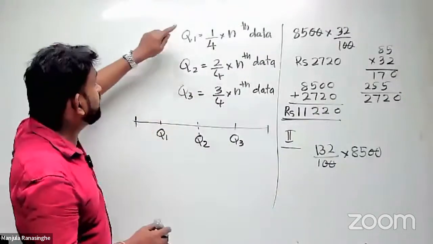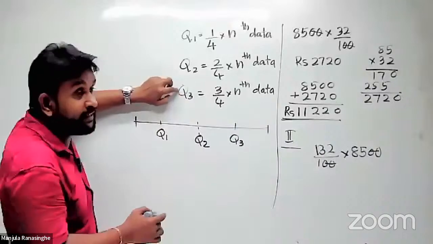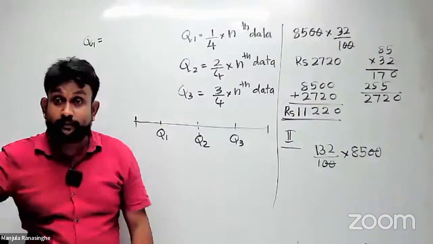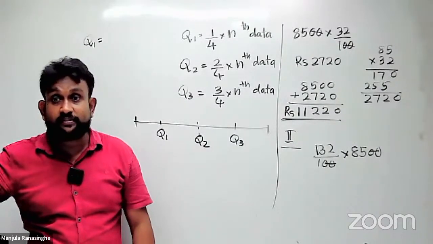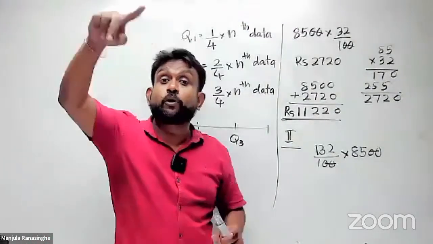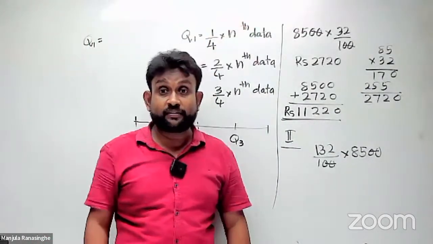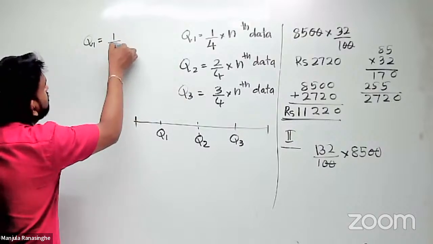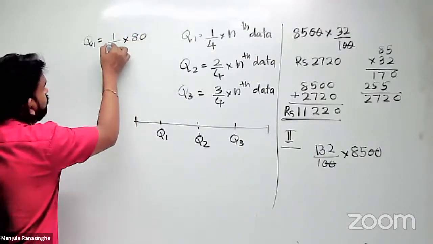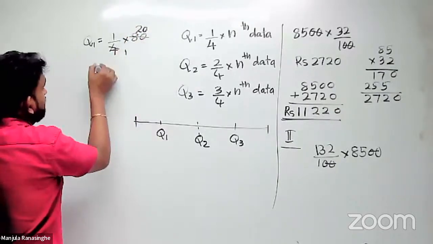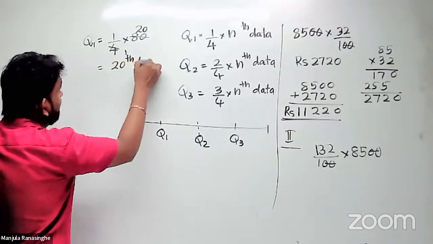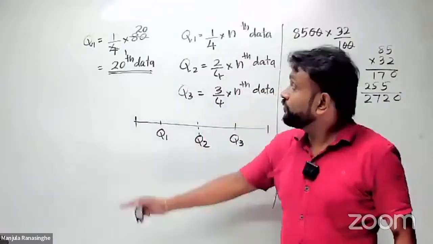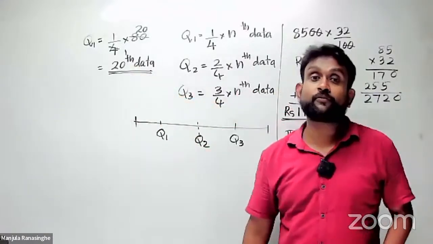So first we need to find the Q1 and Q3 positions. How to find the Q1 position? 1/4 into n, where n is the total number of data. What is the total number of data given? The ending point of the graph on the y-axis, the cumulative frequency, is 80. So you write 1/4 into 80, which is 20. So that is the 20th data. Remember, Q1 is not 20. Students often make the mistake of marking Q1 as 20. That is the position of Q1.